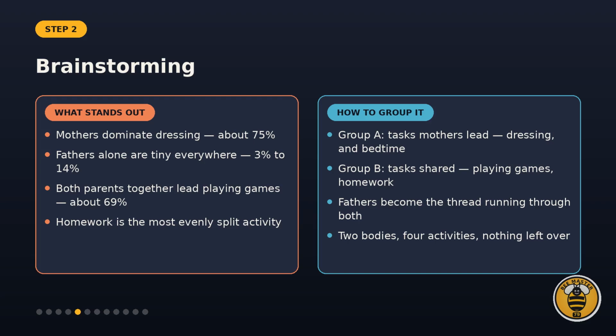On the right, how to group it. Group A is the tasks mothers lead: dressing and preparing for bed. Group B is the tasks that are shared: playing games and homework. Fathers become the thread running through both groups. That gives you 2 body paragraphs, 4 activities, and nothing left over.